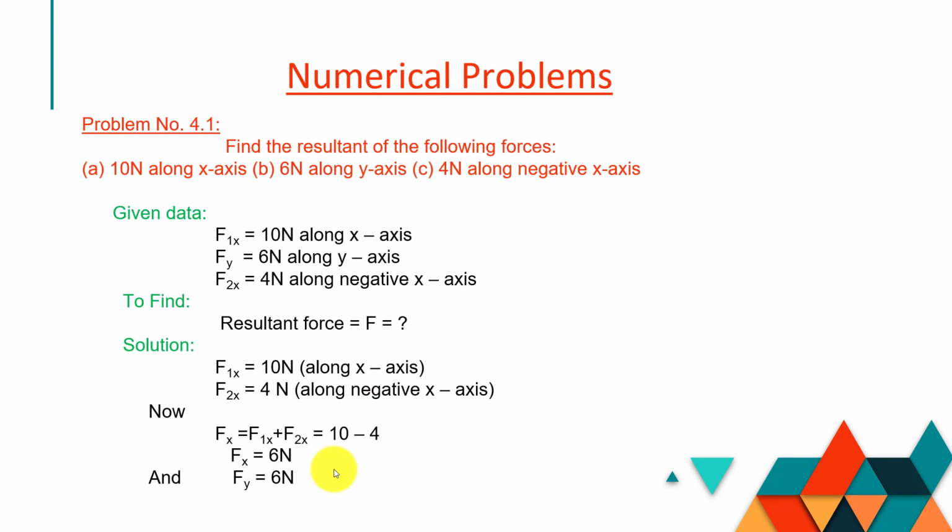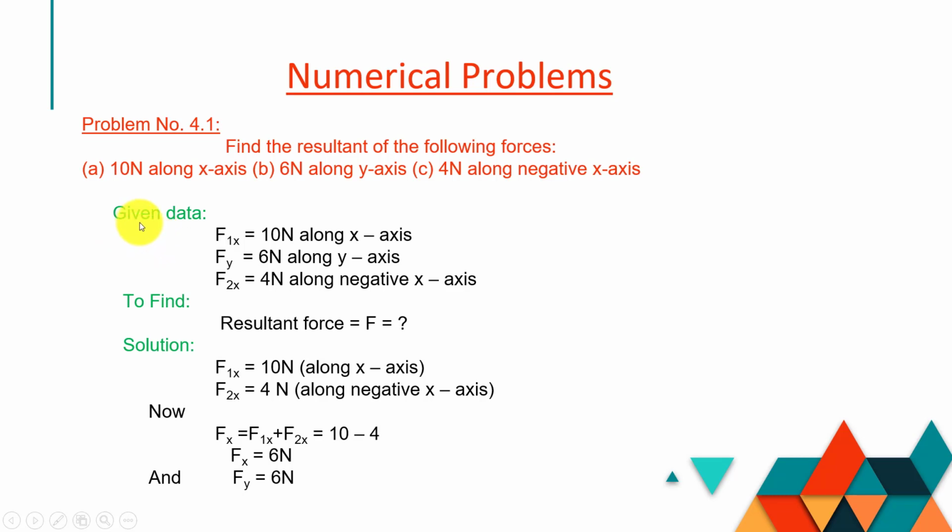Now we will start the numerical problems. Problem number 4.1 is find the resultant of the following forces. A. 10 Newton force along x-axis. B. 6 Newton force along y-axis. C. 4 Newton force along negative x-axis. So if we are given these three forces, then we have to find the resultant of these forces.